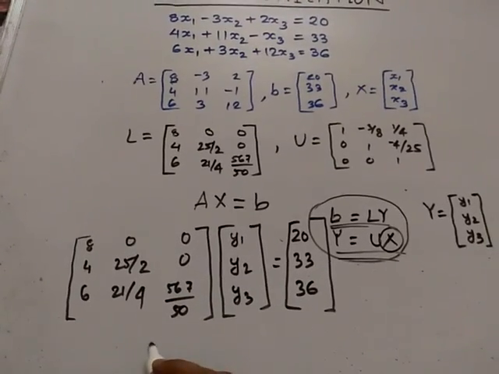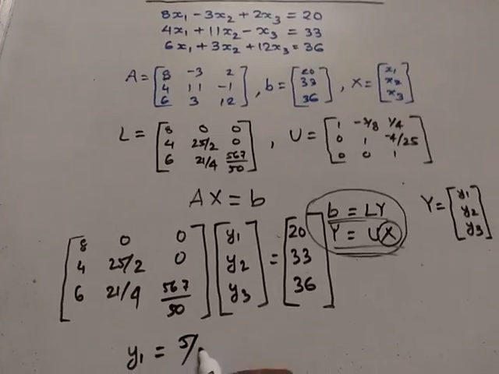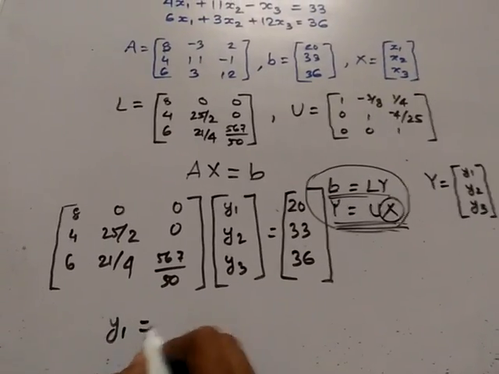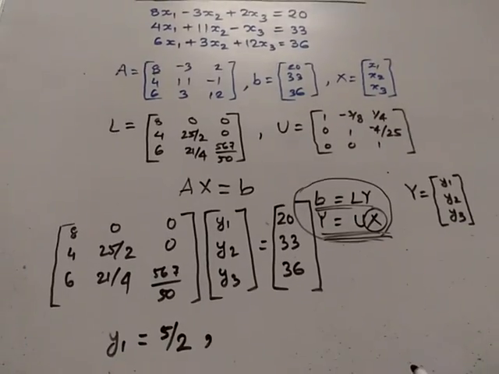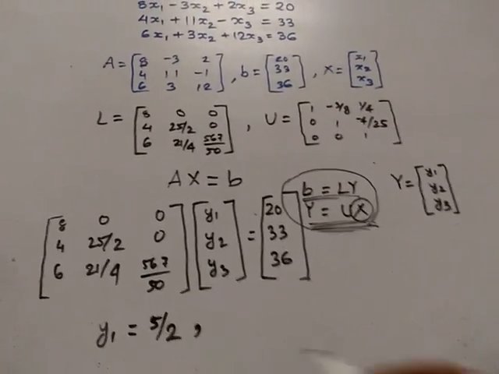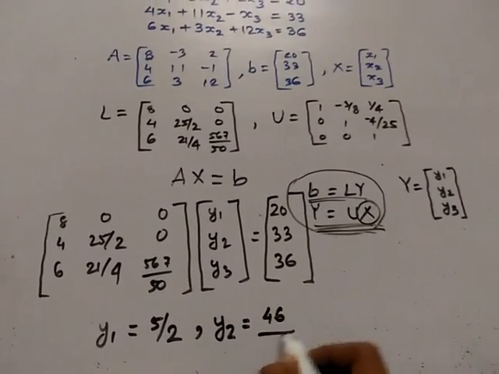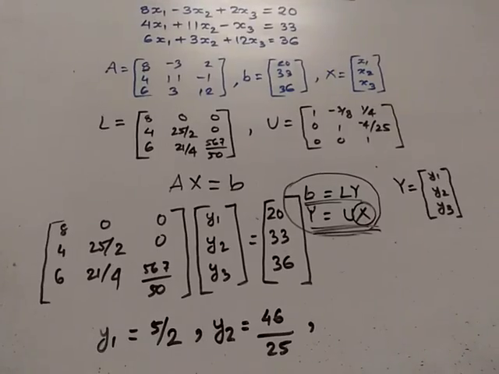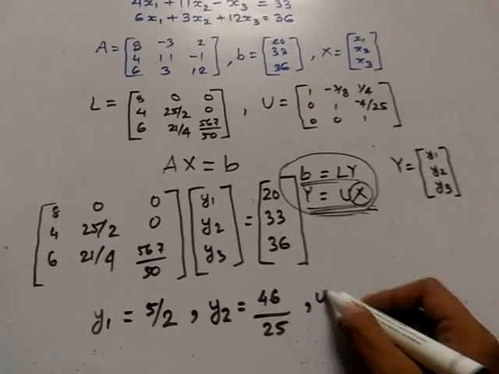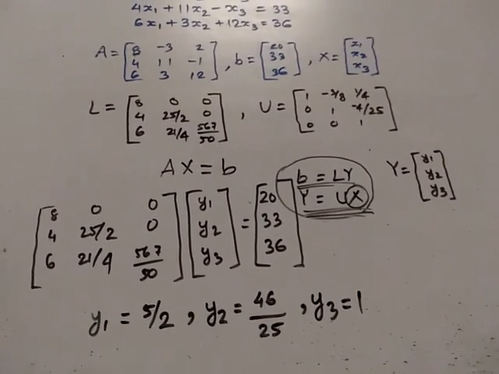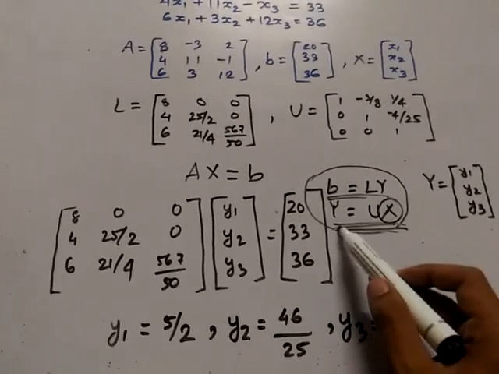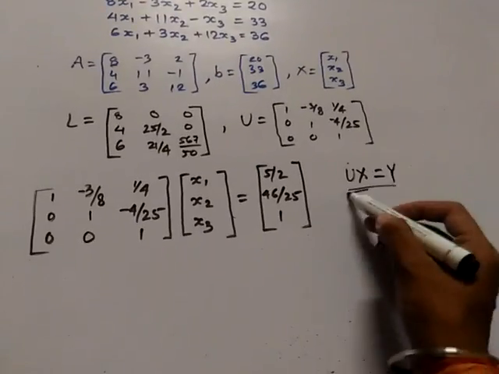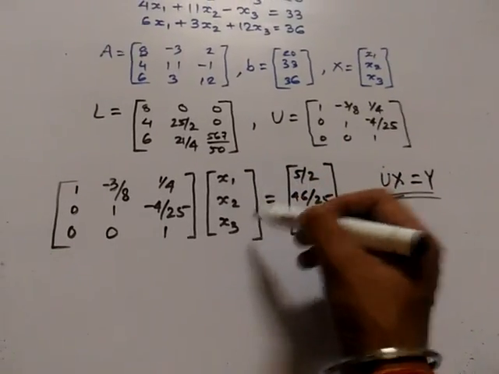Now 8y1 is equal to 20, therefore y1 is equal to 5 by 2. Then 4y1 plus 25y2 by 2 is equal to 33, therefore y2 is equal to 46 by 25. Last, 6y1 plus 21y2 by 4 plus 567 by 50 y3 is equal to 36. Therefore, y3 is equal to 1. So we got the values of y1, y2 and y3. We will put these values in the expression Ux equals y, and calculate the values of x1, x2 and x3.